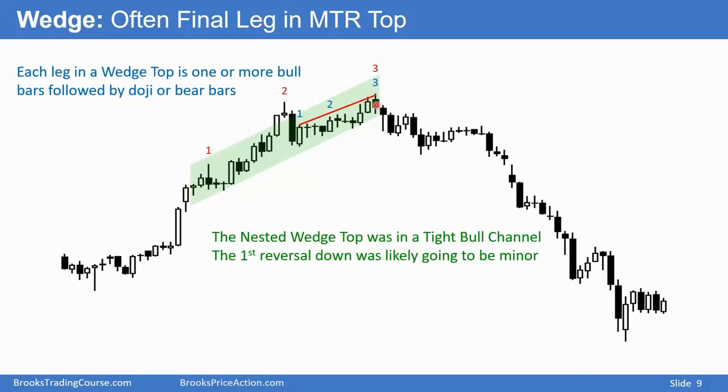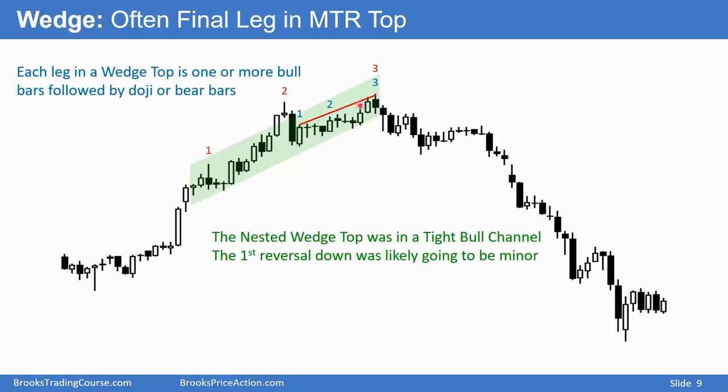On a smaller time frame chart, it would be a wedge. On this chart, it's inferred. Whenever you see a bull bar and then a bear bar or a doji bar, that is a first leg. Another bull bar and then a bear bar, that is a second leg.